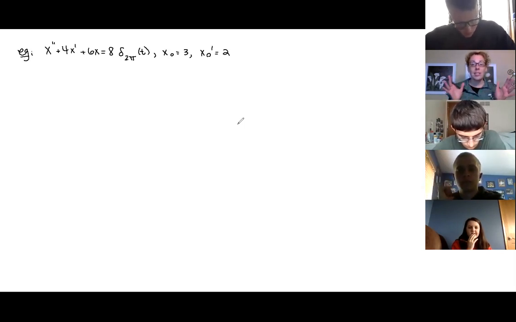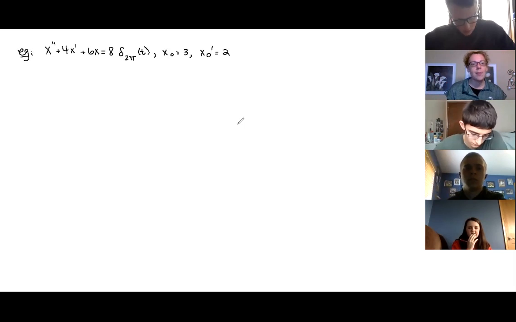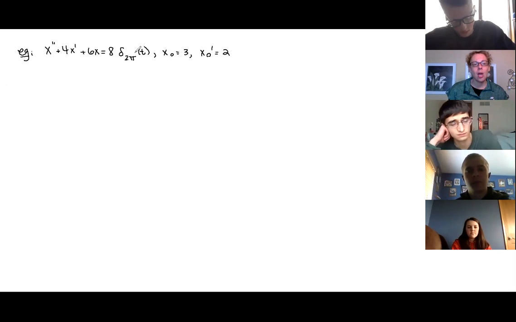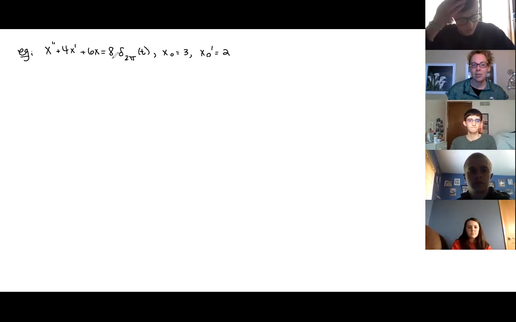So, a quick physical application before we jump into solving this problem. This is modeling the motion of an object on a spring. It is damped motion because there is a 4 over here. My spring constant is 6. And then we've got a force, a shove, with magnitude of 8 at time t equals 2 pi. Remember, the right-hand side is your external force. It happens at time t equals 2 pi and has a magnitude of 8.